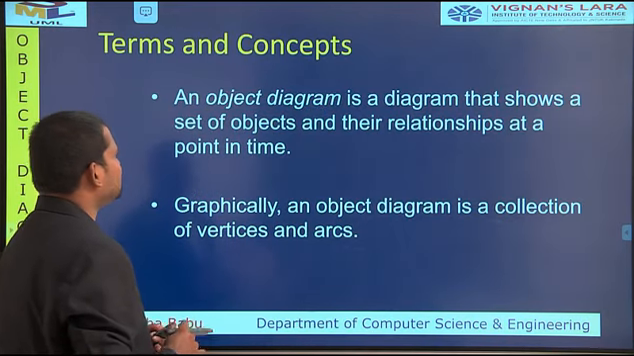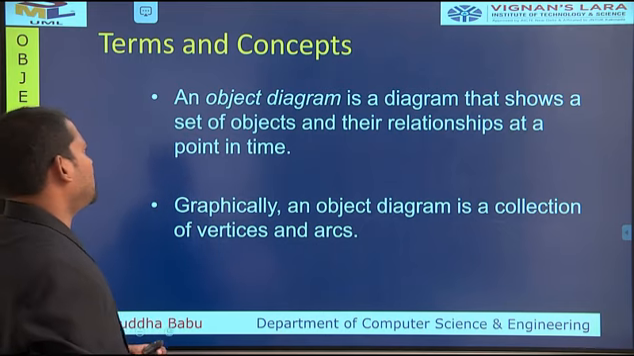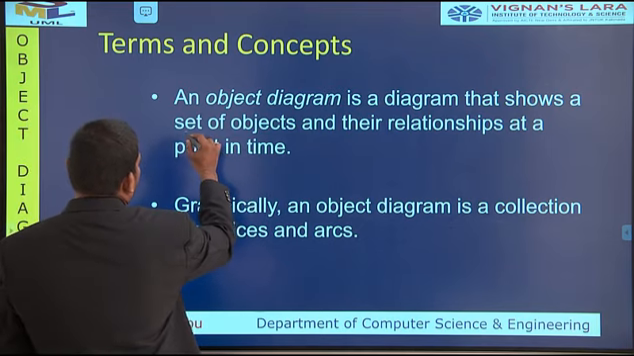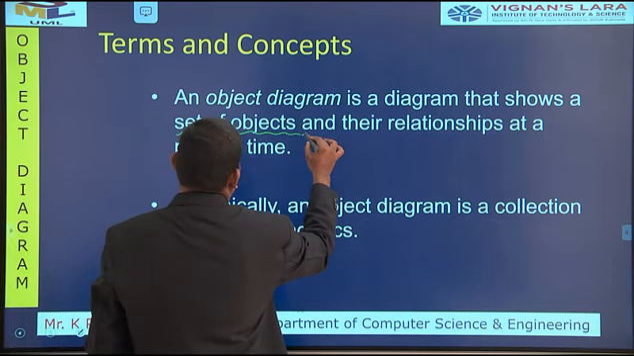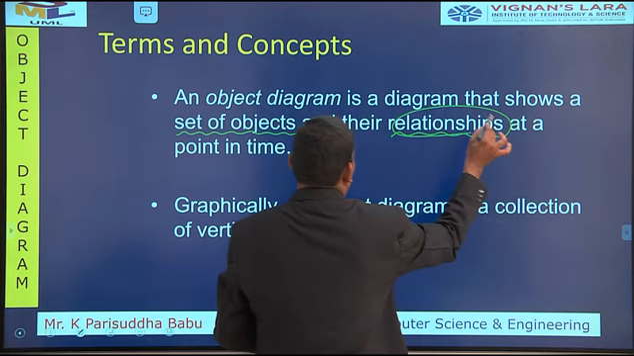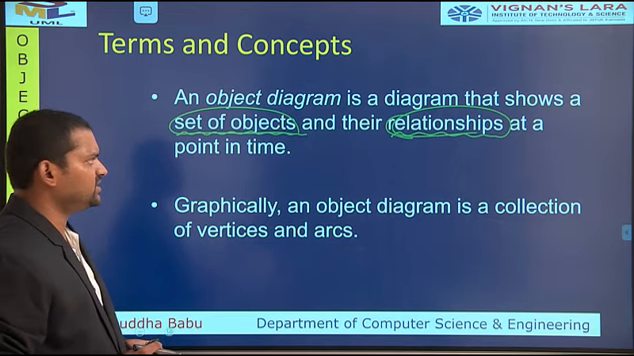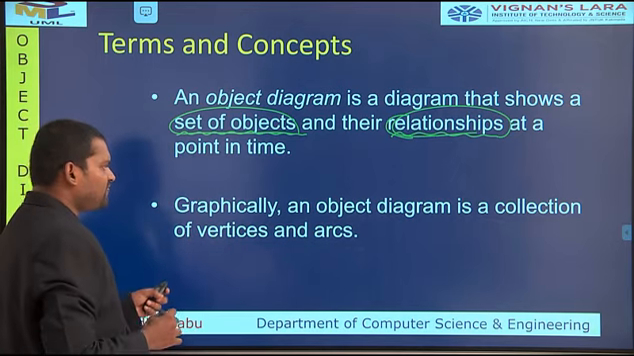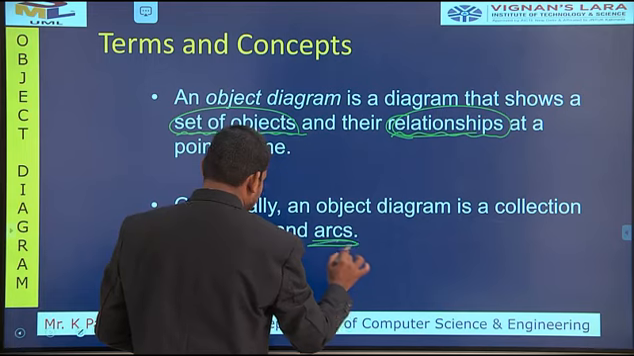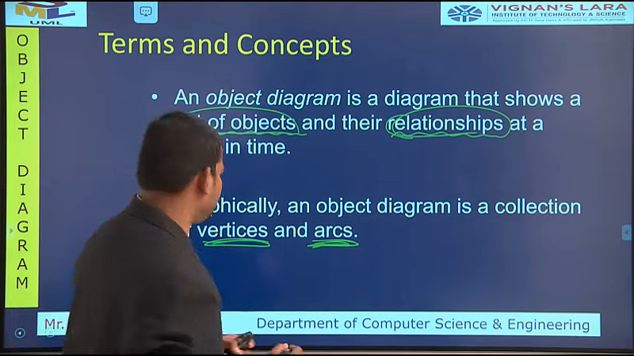Next, terms and concepts. What kind of terms or concepts are available in the object diagram? An object diagram is a diagram that shows a set of objects. What does an object diagram contain? A set of objects and their relationships at a point in time. Graphically, an object diagram is a collection of vertices and arcs. We are seeing a collection of objects.